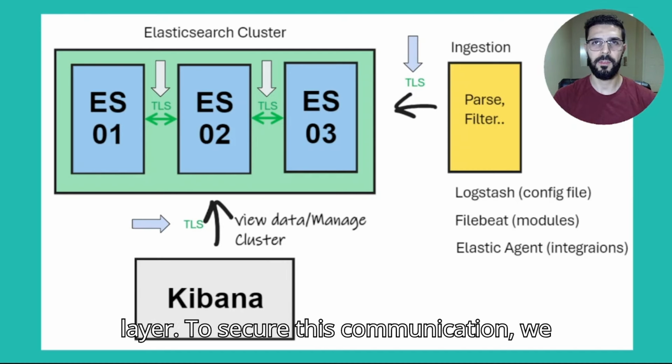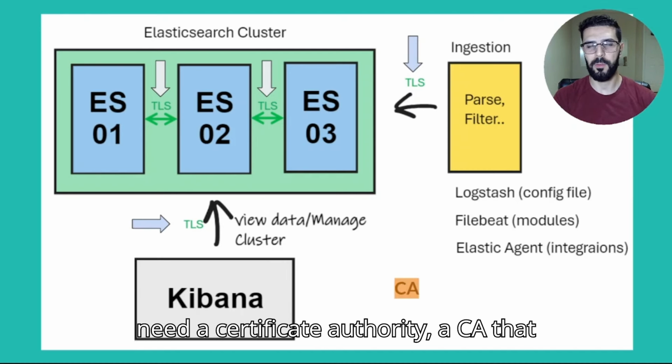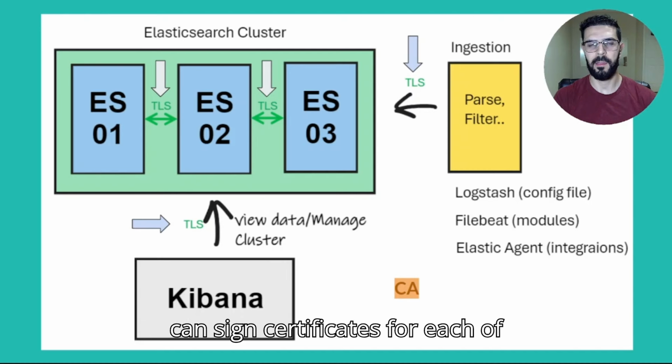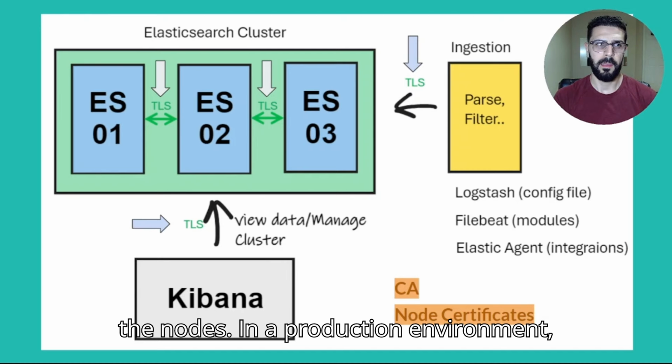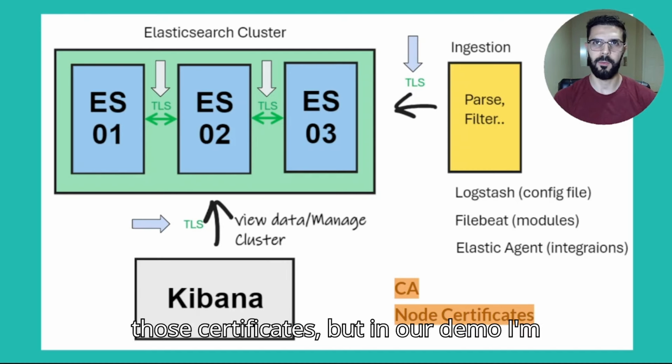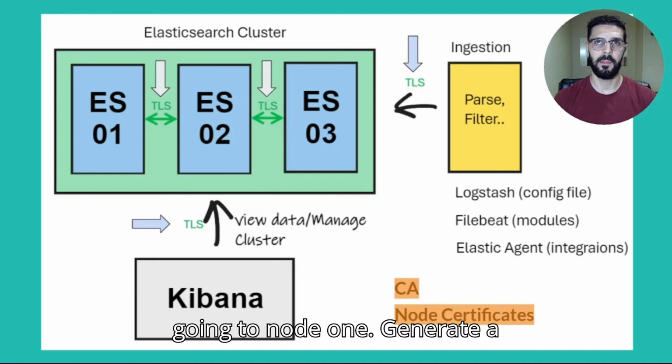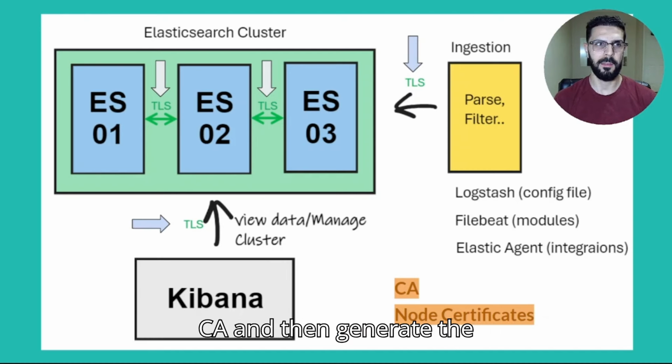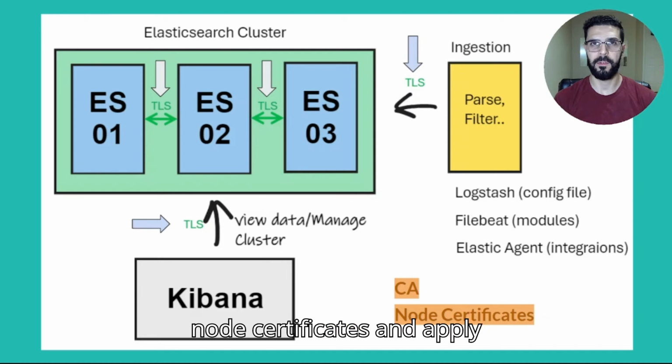To secure this communication, we need a certificate authority, a CA, that can sign certificates for each of the nodes. In a production environment, you usually use an internal CA to sign those certificates, but in our demo, I'm going to node 1, generate a CA, and then generate the node certificates and apply them to each of the nodes.